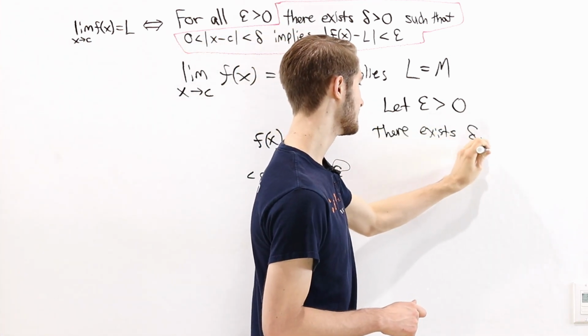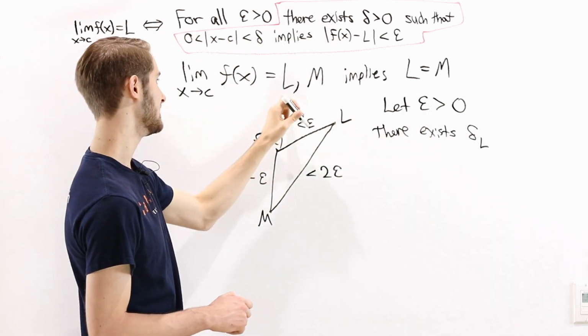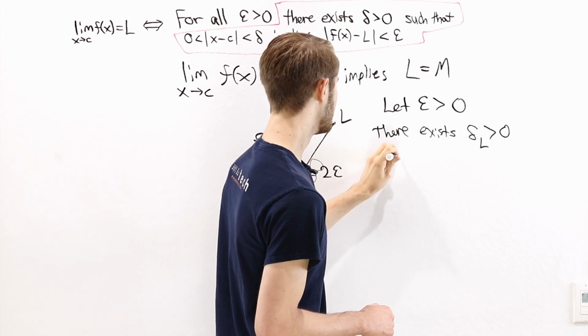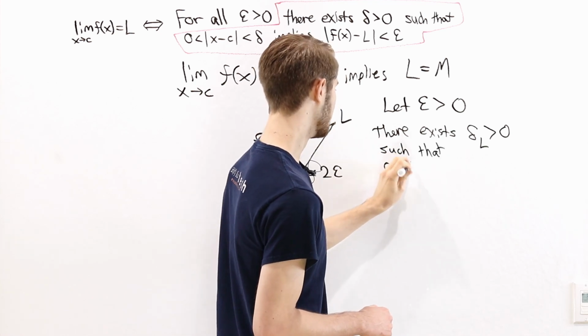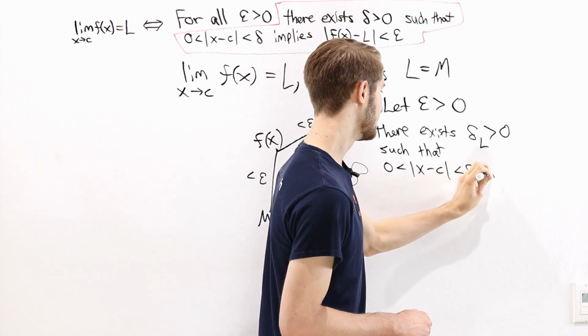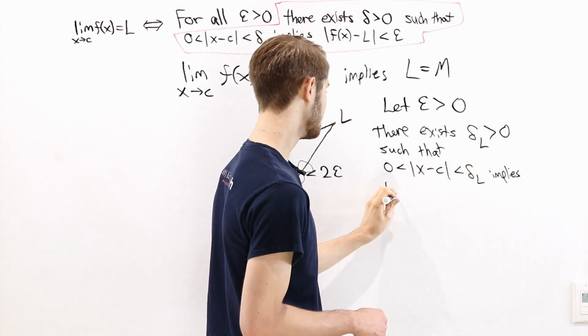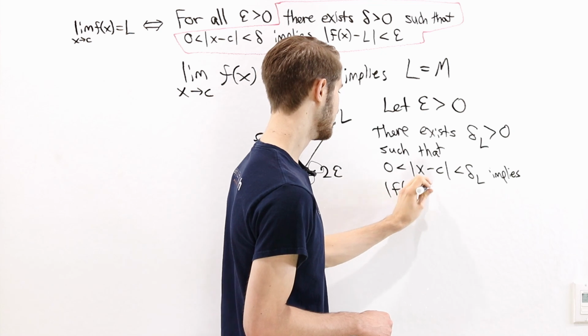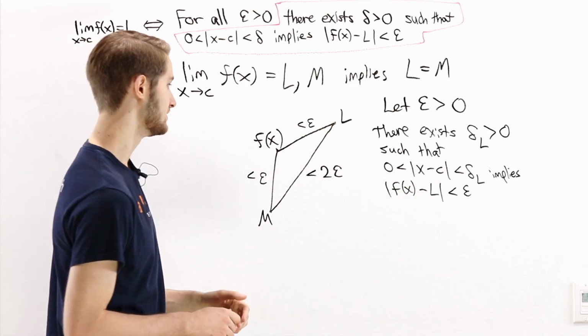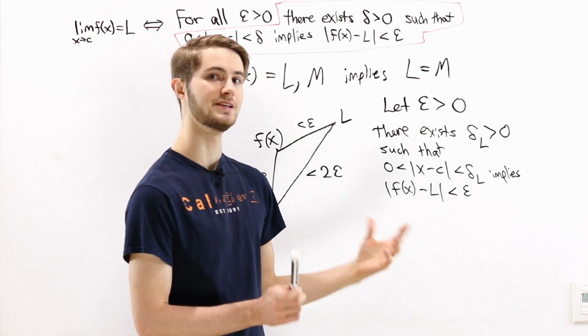I'm going to call it delta L because it corresponds to the limit L here. So this is some value greater than 0 such that if the distance from x to c is less than delta, that implies that the distance from f of x to L is less than epsilon. Now we aren't just interested in L, we're also interested in m.